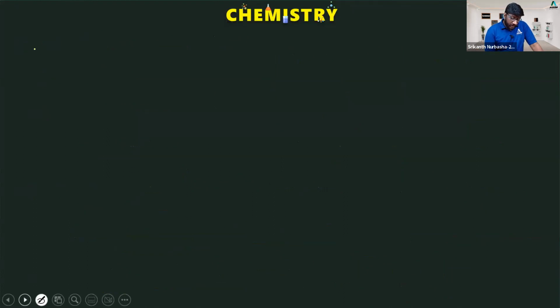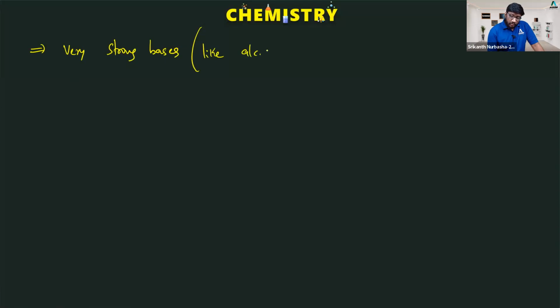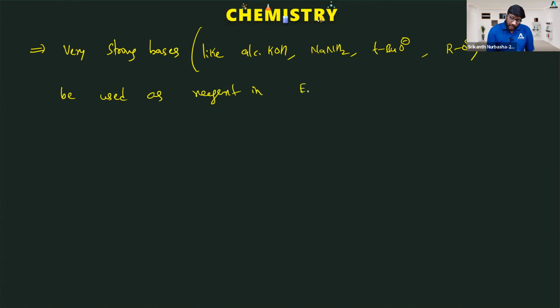Okay. Since very strong bases like alcoholic KOH, NaNH2, tertiary butoxide, alkoxides will undergo or will be used as reagents in E2 elimination.